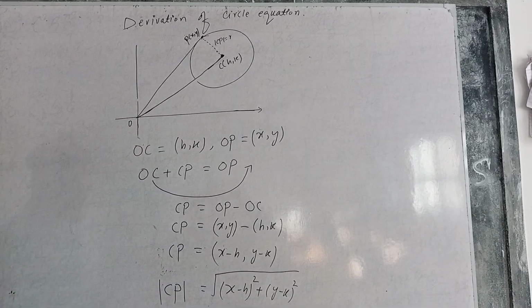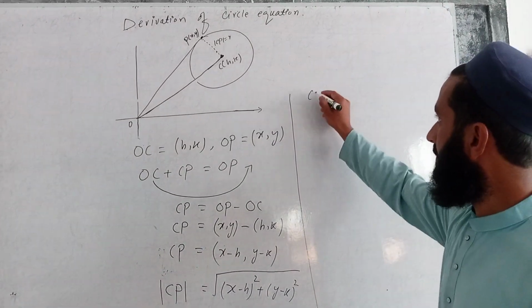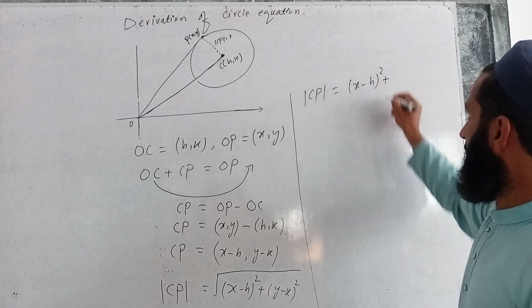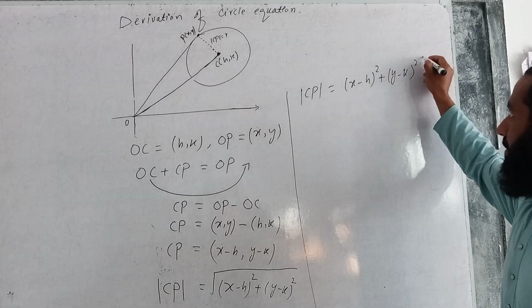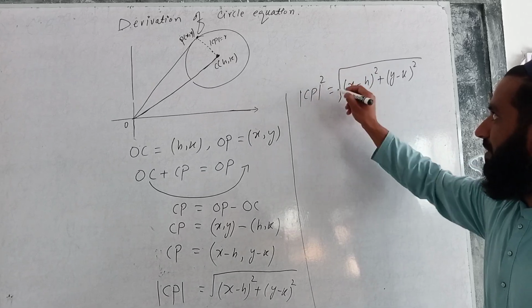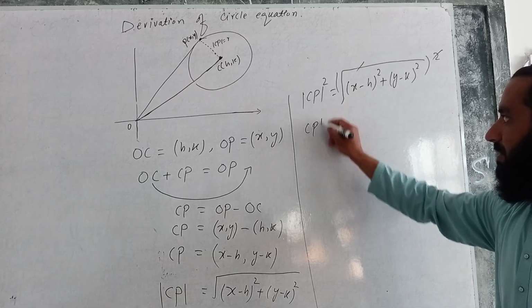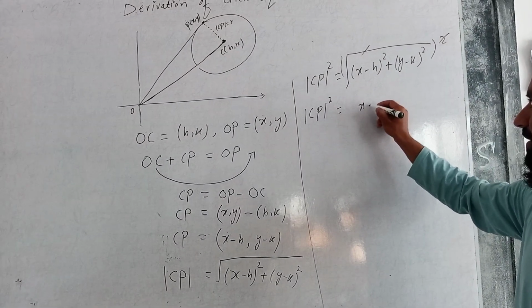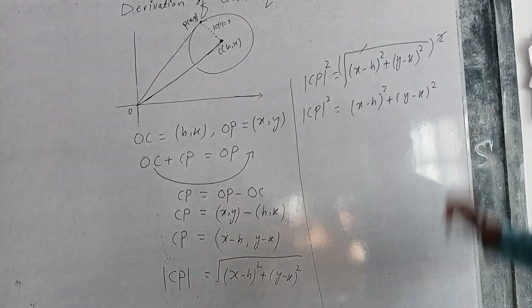The distance CP is equal to the square root of (x minus h) square plus (y minus k) square. Now taking square on both sides, the square root cancels. CP length square is equal to (x minus h) square plus (y minus k) square.